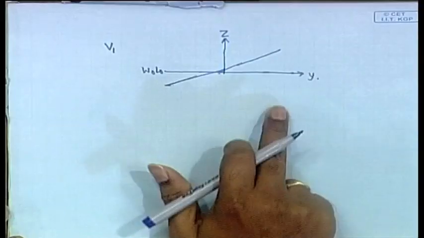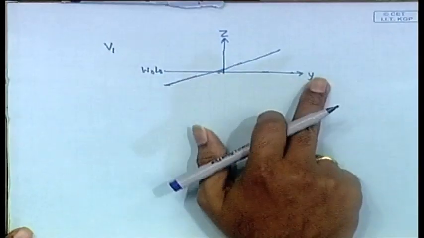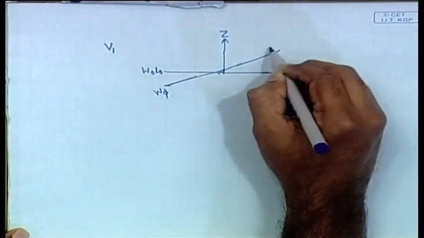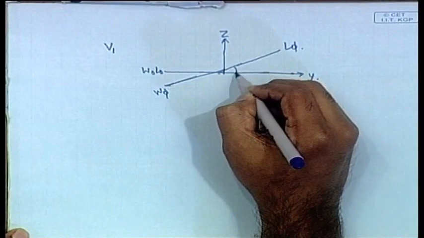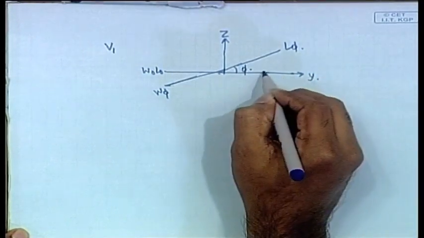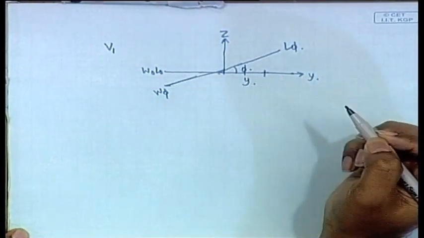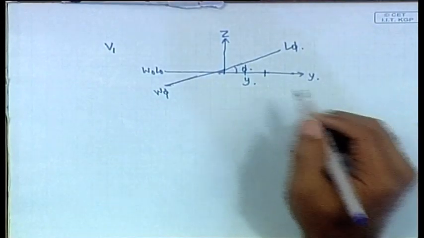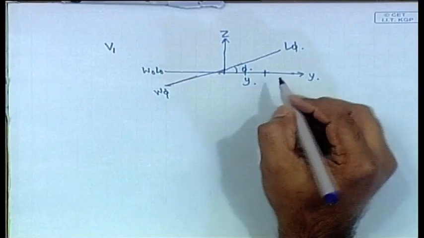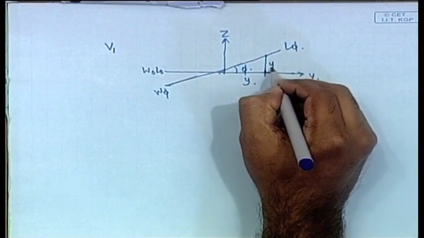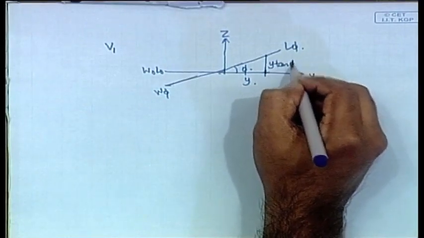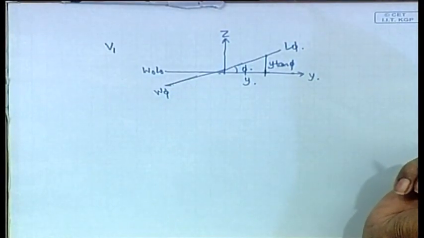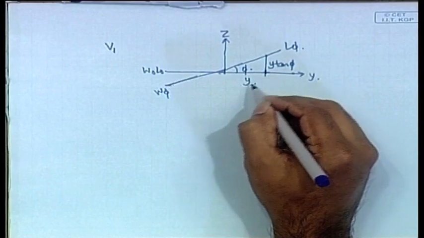Now, that is what we have drawn here in two dimensions, y and z, and therefore you have W0L0 and WphiLphi. Let us assume that it is tilted by a small angle phi. Now, this distance, let us call it y, any point on the body. It is not any fixed point, any point on the body is at a distance y. So this distance is now y tan phi, right? If that is phi, that is y tan phi.